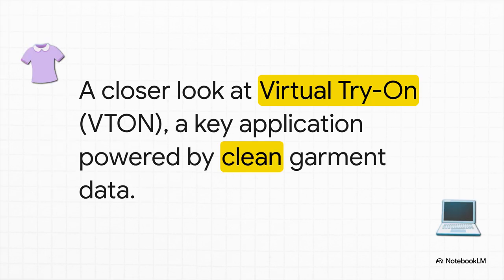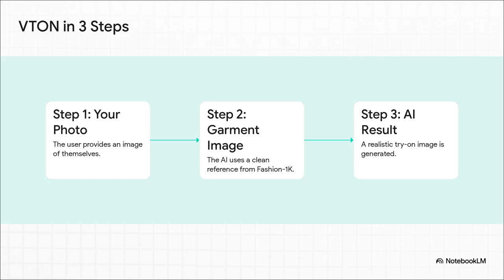Let's just zoom in on one of these for a second, because it's the one I think a lot of us have been dreaming about for years. Virtual try-on that isn't a glitchy mess. The process becomes so much smoother. So step 1, you upload a photo of yourself. Step 2, the AI grabs a super clean image of the garment from the Fashion 1K dataset. And then step 3, it combines the two and gives you a really realistic result of you wearing that item. Because that source data for the clothing is so perfect, the final image is just way more accurate.